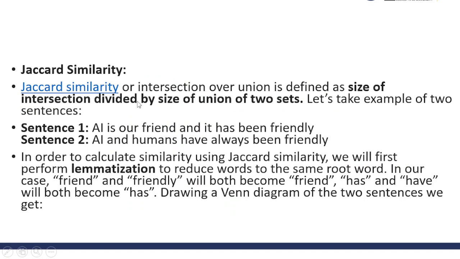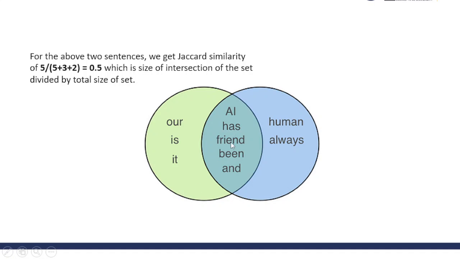Now let us check what is Jaccard similarity. Jaccard similarity is intersection over union. It is also called intersection over union, and it is nothing but the size of the intersection divided by the size of the union. So taking the same sentences, we will first perform lemmatization, and then see these are the common words. These are the words which appear additionally in one sentence. These are the words which appear additionally in the other sentence.